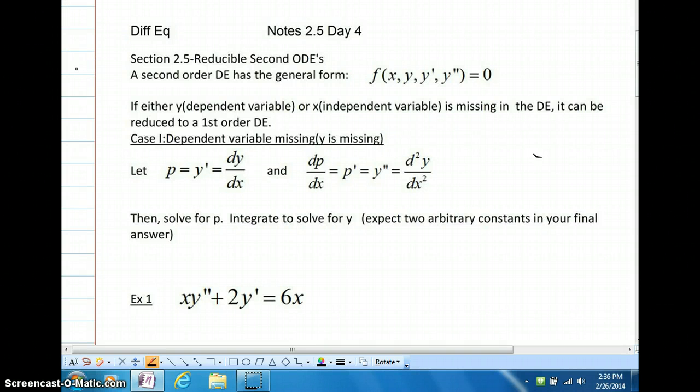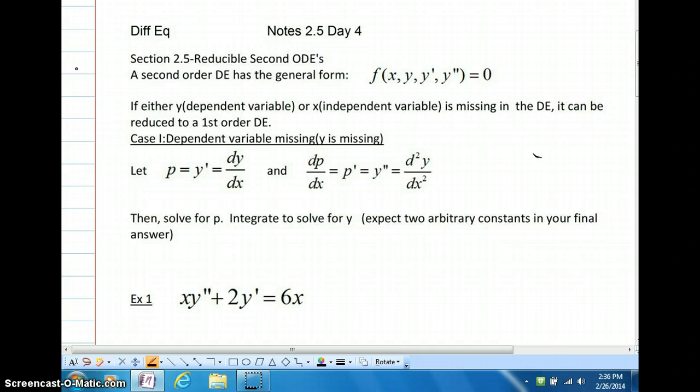Hi guys. Wow, I bet you wish you were here today because we're doing reducible second order differential equations. My goodness, you know what? We haven't had second order differential equations in this chapter, and yet we're sneaking it in. By the way, this is not in our textbook. This is something that naturally fits into this chapter, though.